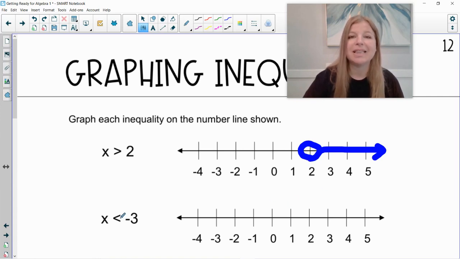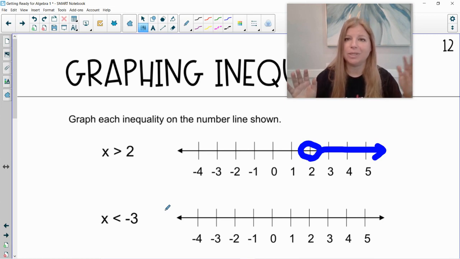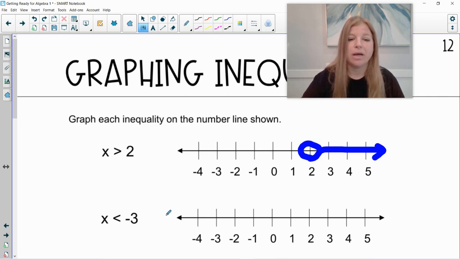Same thing for x is less than -3. When the variable is first, the arrow part of the symbol is pointing to the x, it starts first, that's less than. So where are all the values that are always less? Well, on a number line, all the values to the right are always greater. All the values to the left would always be less. So a less than symbol also is an open circle at -3.